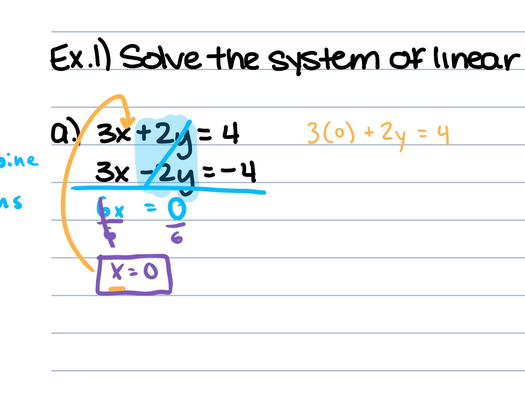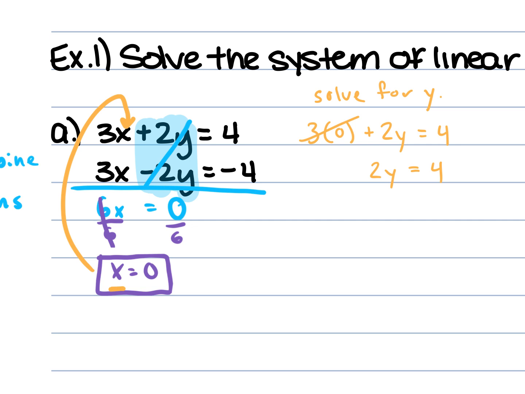Now from here, we solve for y. One step at a time. What should I do first? Multiply 3 times 0. What's 3 times 0? 0. So since it's 0, it just goes away. We don't need it. It's like 1 plus 0. 2y plus 0 is still just 2y. So it goes away.